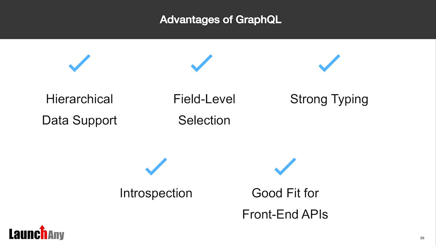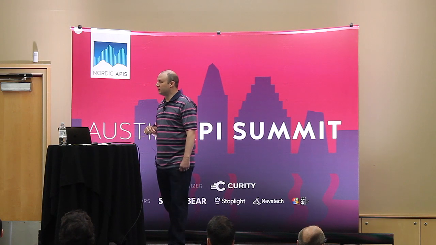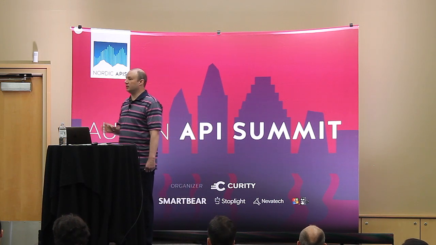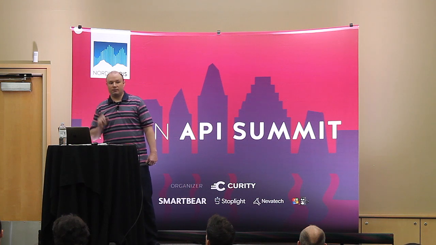So it works well for scenarios when we have hierarchical data. It came from Facebook. Facebook deals with object graphs. So that's where it works really well. We can be very specific about what we're selecting. We can introspect the response types and all the different resources and fields and so on and know what their types are. So it's used heavily on front-end APIs that need lots and lots of customization and want to be able to get very specific about what they want.